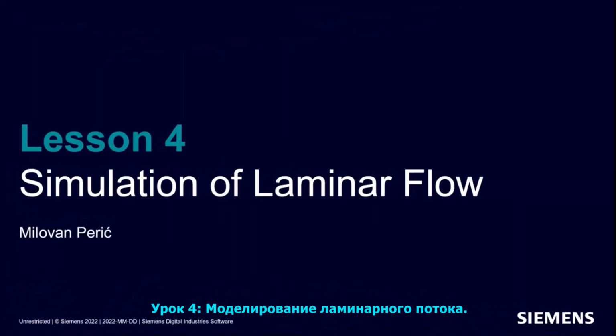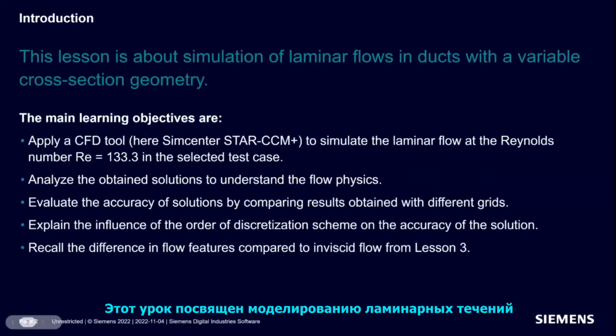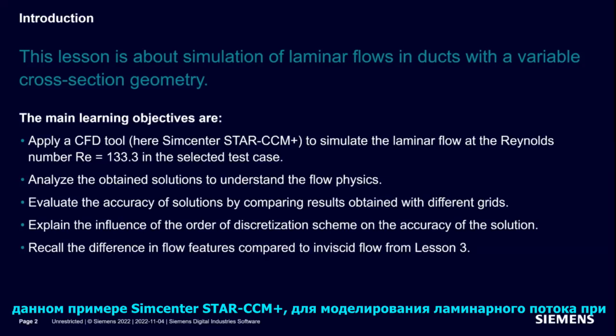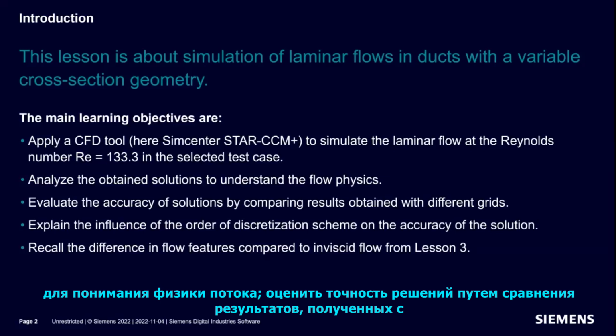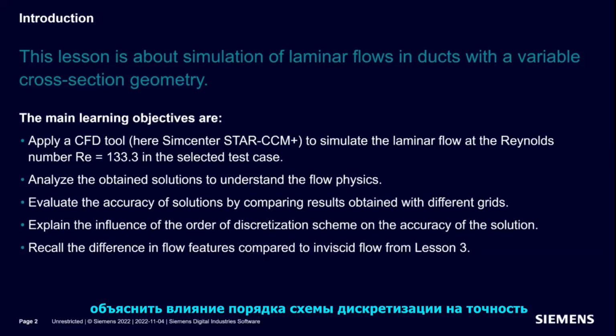Lesson 4. Simulation of laminar flow. This lesson is about simulation of laminar flows in ducts with a variable cross-section geometry. The main objectives of this lesson are to apply a CFD tool, here Simcenter STAR-CCM+, to simulate the laminar flow at a Reynolds number equal to 133.3 in the selected test case, to analyze the obtained solutions to understand the flow physics, to evaluate the accuracy of solutions by comparing results obtained with different grids, to explain the influence of the order of discretization scheme on the accuracy of solution, and to recall the difference in flow features compared to the inviscid flow from lesson 3.